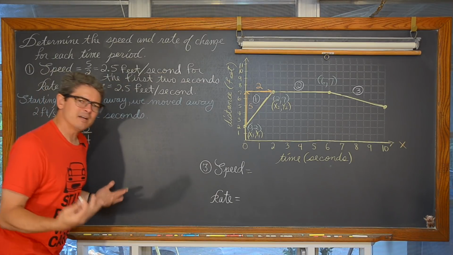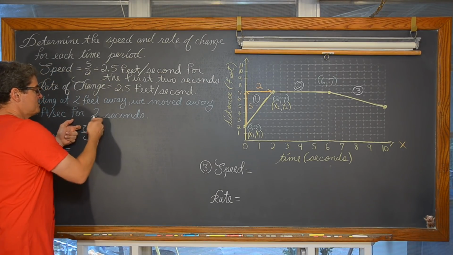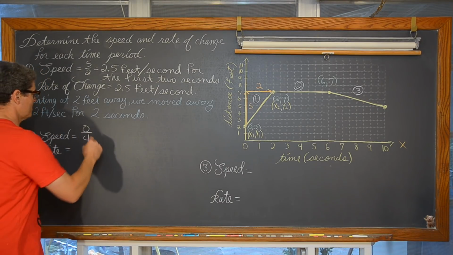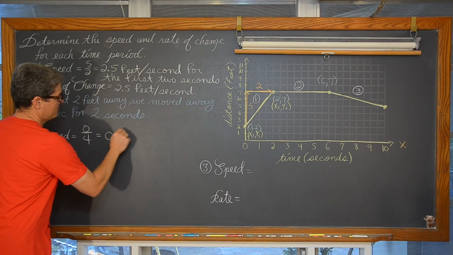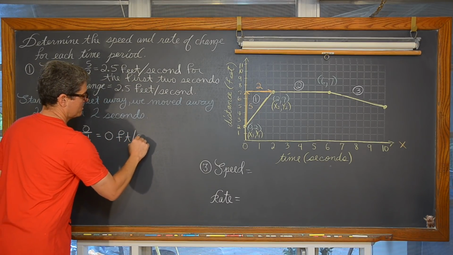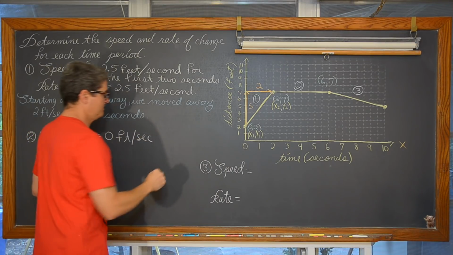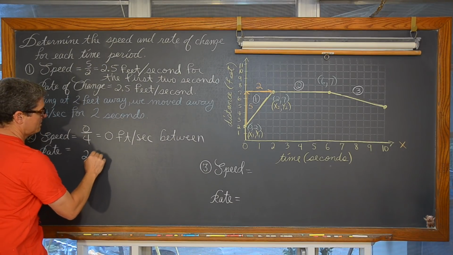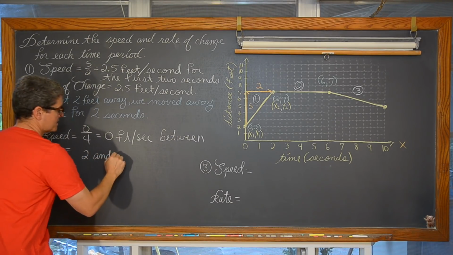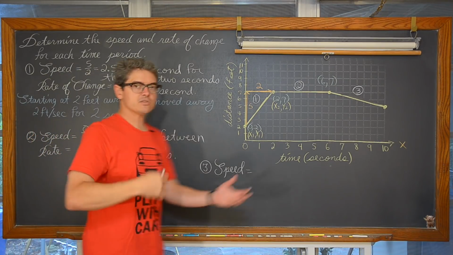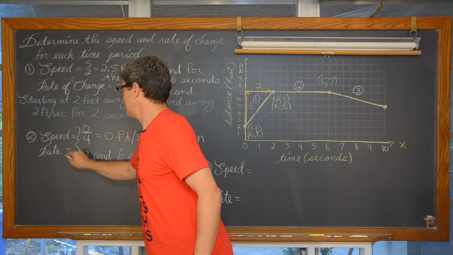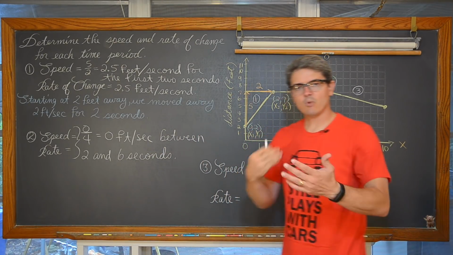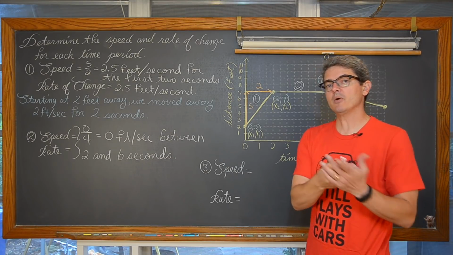And while you can't divide by 0, you can divide any number into 0. 4 times what is equal to 0? Well, of course, the answer is 0. So our speed is equal to 0 feet per second between 2 and 6 seconds. And I'm kind of just writing over the rate, because when your speed comes out to be positive, so will your rate. Remember, speed can only be a positive number, and rate can be both positive and negative.